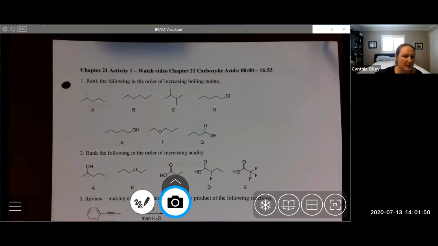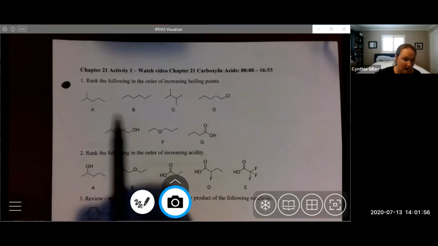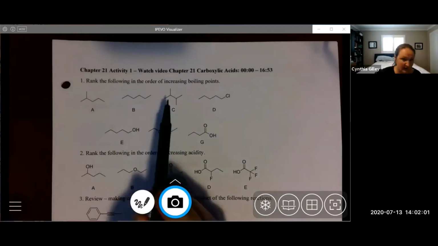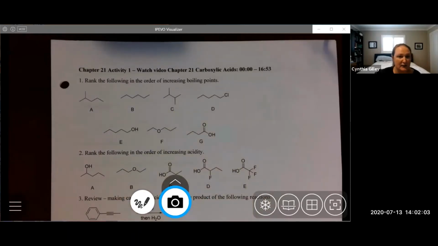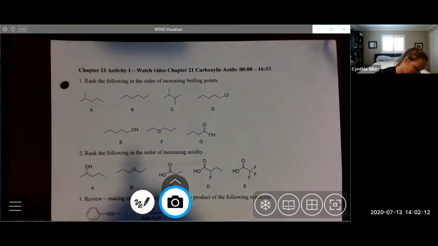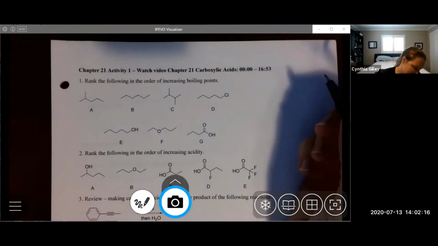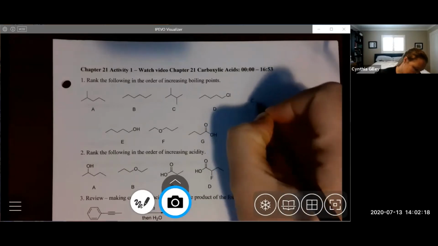So the first thing we're doing is ranking in order of increasing boiling points. The first three here are alkanes, and with alkanes, the more branching, the less surface area that can contact another molecule, and the lower the boiling point, the lower dispersion forces. So we would rank in terms of going from lowest to highest, C, then A, then B.